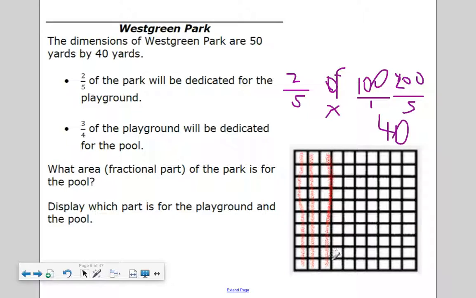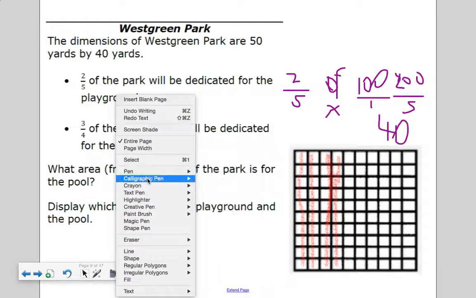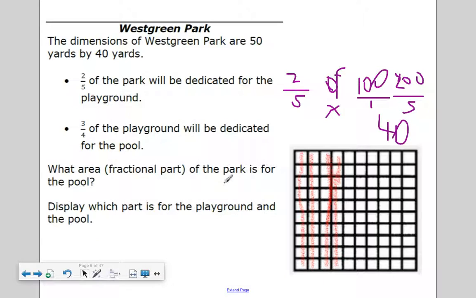So I shaded in 40 of these. 3/4 of the playground will now be dedicated for the pool. So how large is the playground? 40 square units. So 3/4 of that playground, 3/4 of 40 will be for the pool.